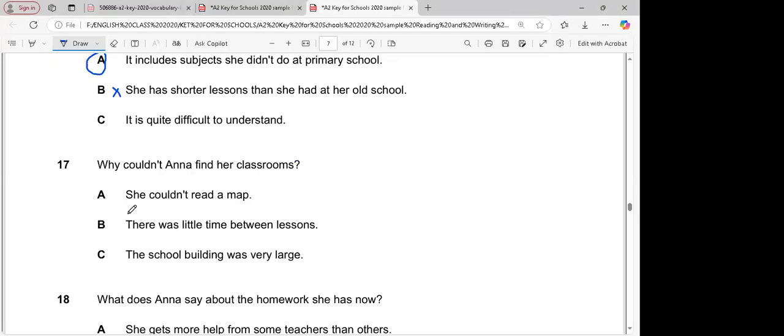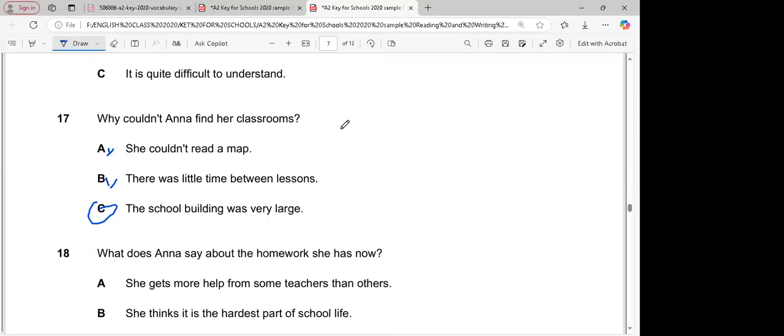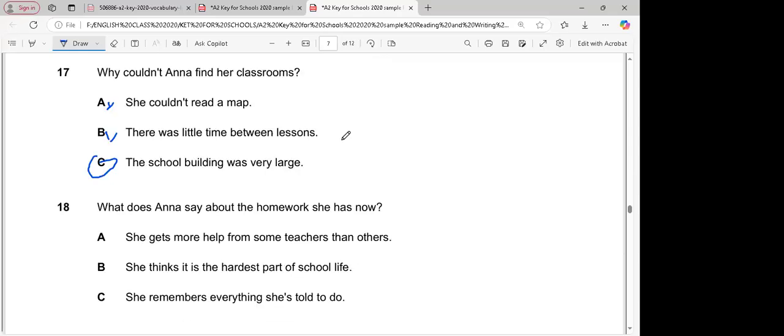So then she couldn't read a map? No, it doesn't mention that. There was little time between? No, that is also not mentioned. So the school building is very large. This is mentioned. So big, very large. Okay, the similar meaning. So the 17th answer is C, the last one.